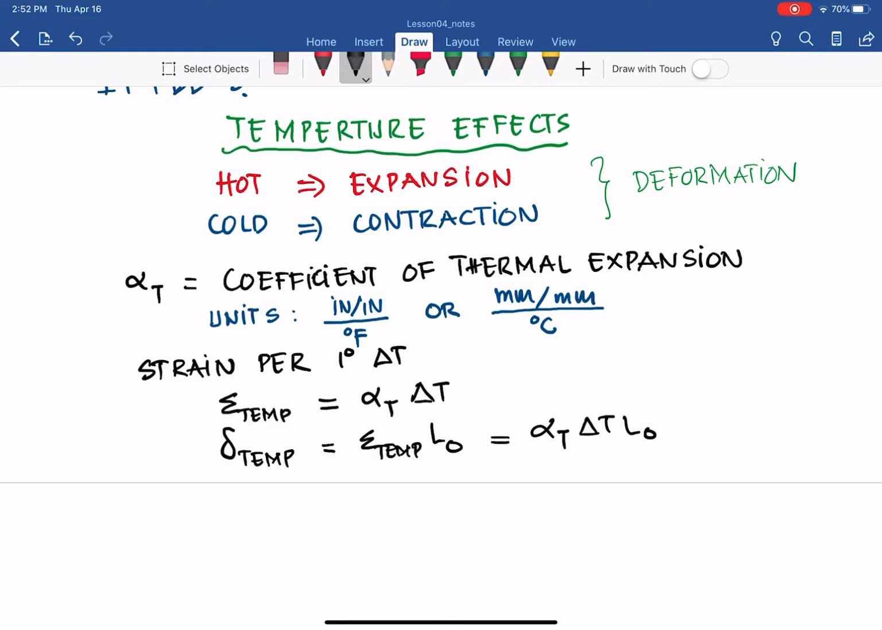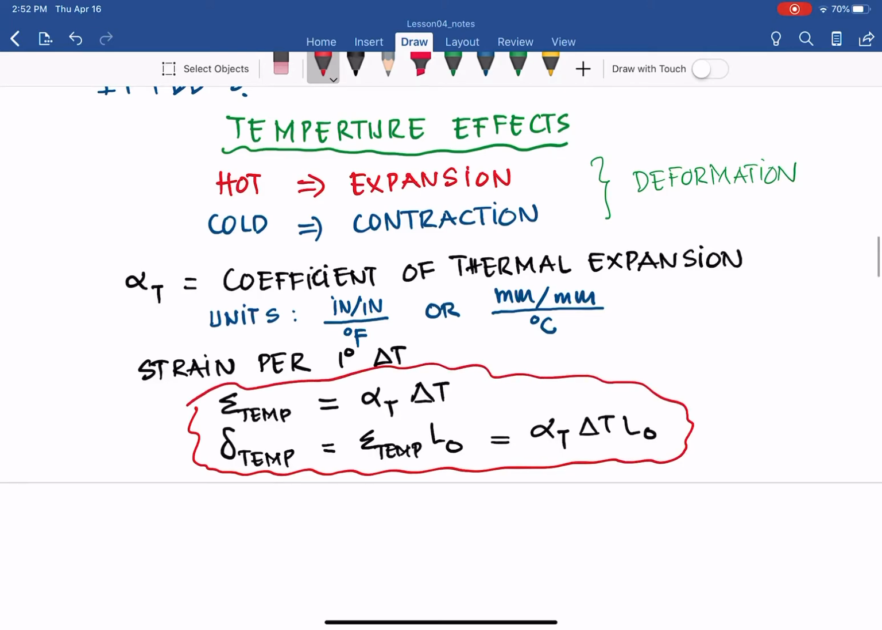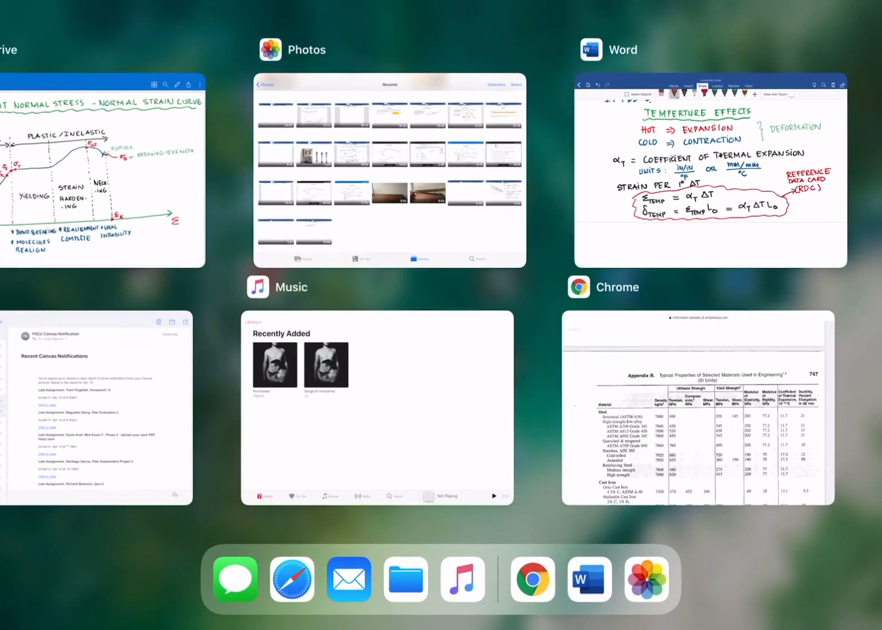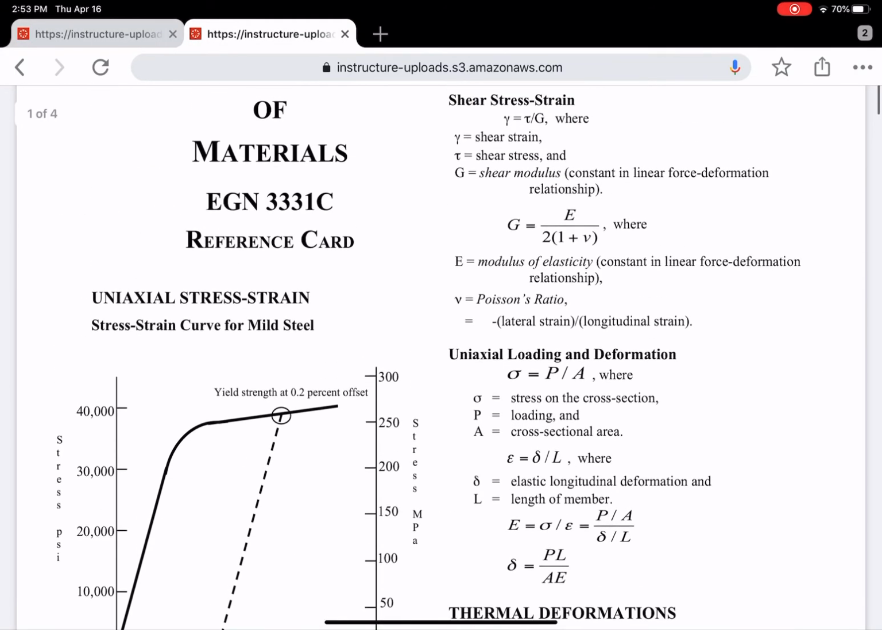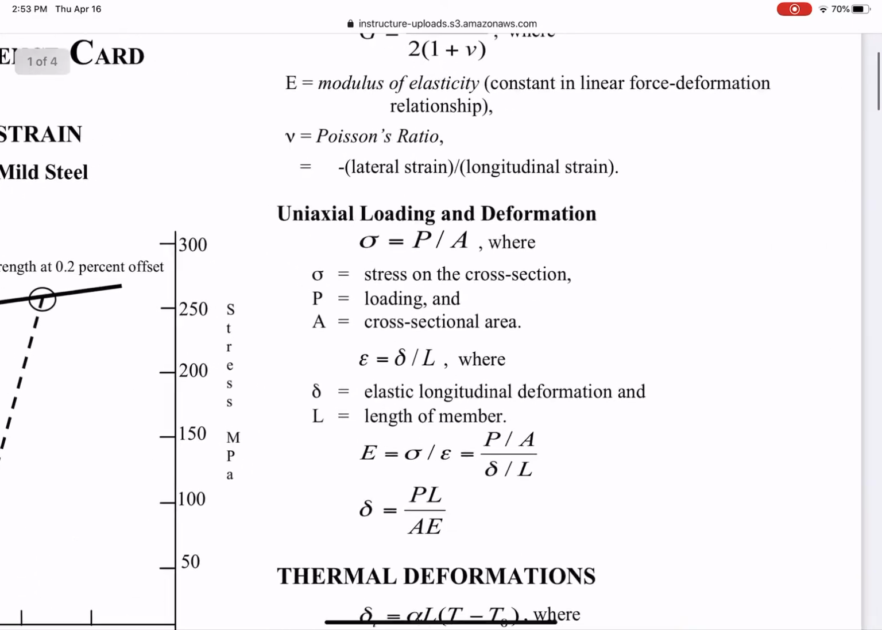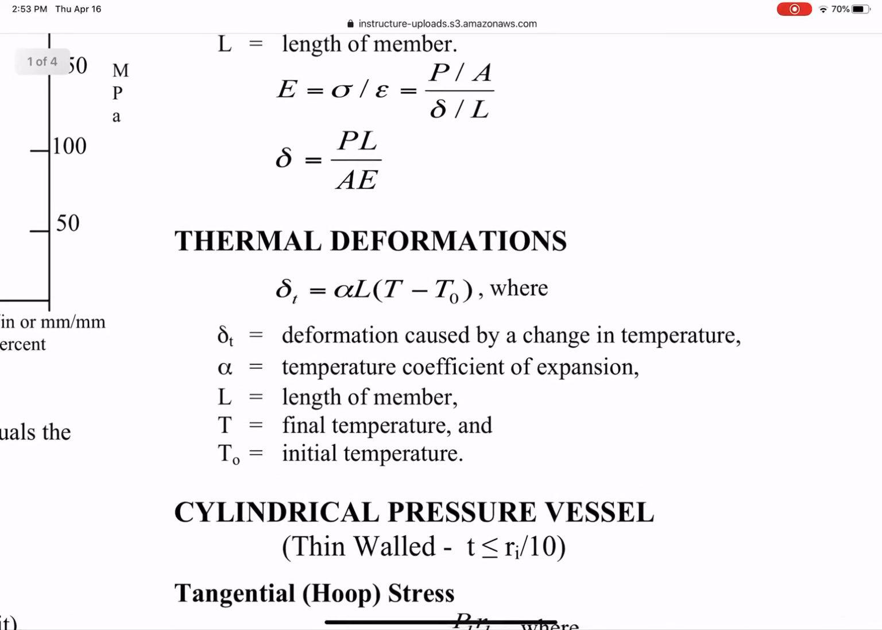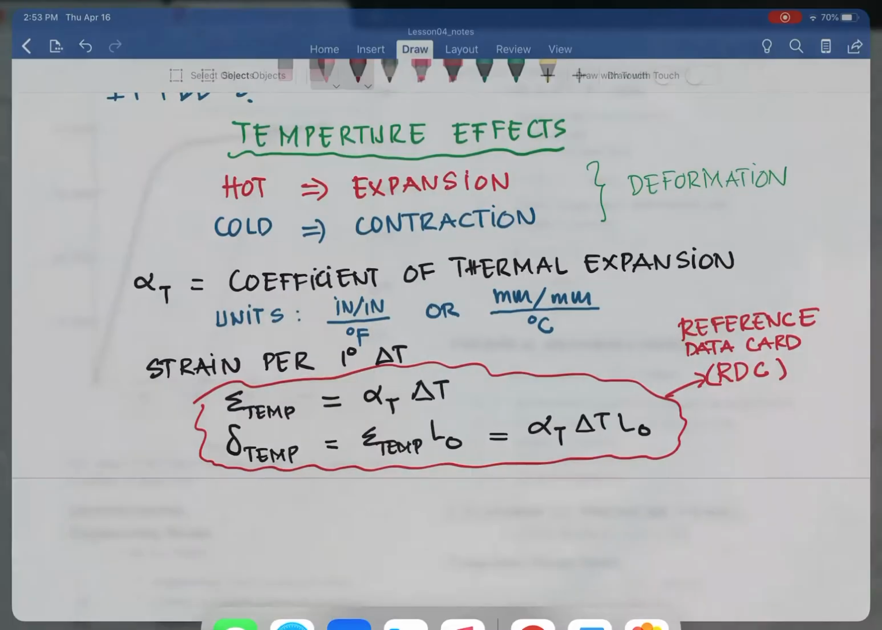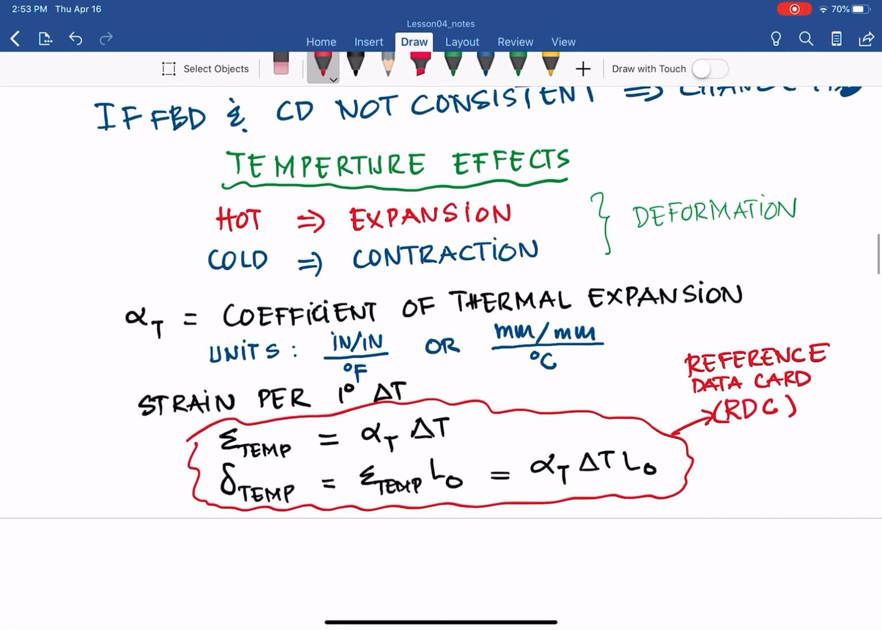If you forget all of these equations, you can see them in the RDC, the reference data card. If I show that here, the reference data card for this mechanics of materials course, you go to thermal deformation, and you have the deformation equation: delta equals alpha times L, the original length, times delta T, which is T minus T0. So from that, go back to here. Now we have the temperature effect.